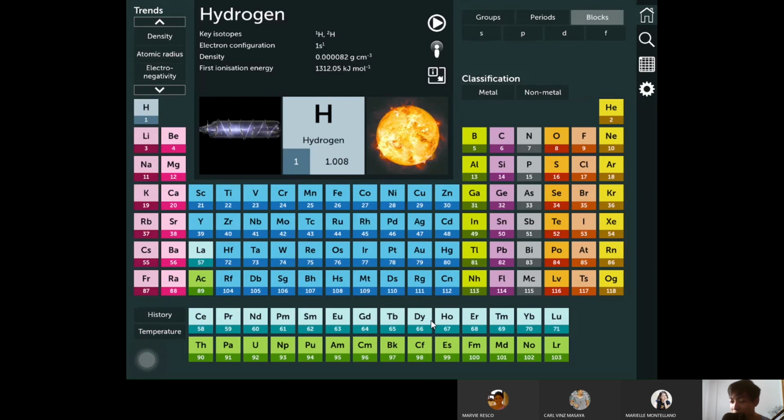It can hold up to 14 electrons. So looking at this, that means may 14 columns tayo. 1, 2, 3, 4, 5, 6, 7, 8, 9, 10, 11, 12, 13, 14. So, yun yung meaning na. So, yan. Hindi yan na-realize ni Dimitri na nung in-arrange niya yung periodic table, sumusunod pala siya sa quantum numbers.